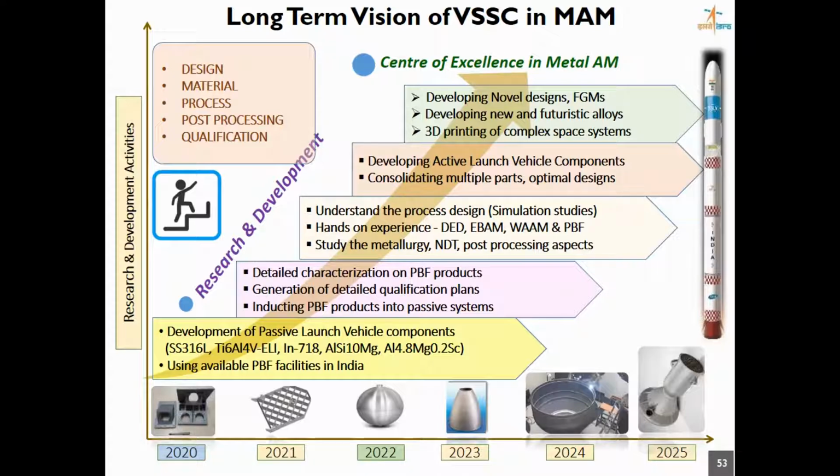Right now we are focusing mainly on passive launch vehicle components, that is, not the engine components. We are looking at only structural applications, and we are making use of service providers in India and printing components in all these alloys listed here, that is SS316L, titanium, Inconel, and also advanced aluminium alloy. Going forward, we will also be looking at carrying out electron beam additive manufacturing and directed energy deposition. We have recently placed an order for procuring a directed energy deposition machine and commissioning here at VSSC for our R&D application and also development of a few components.